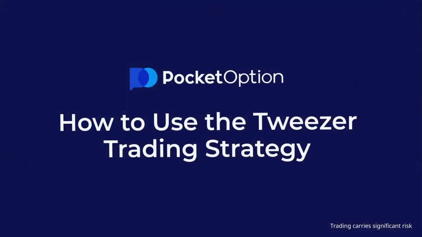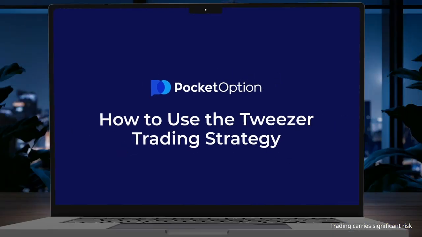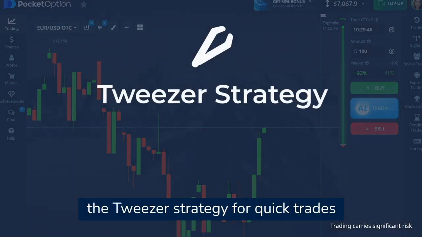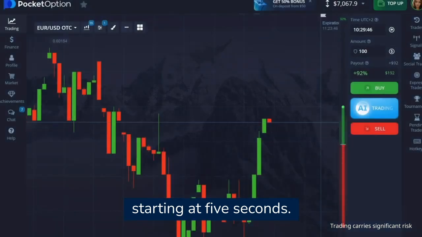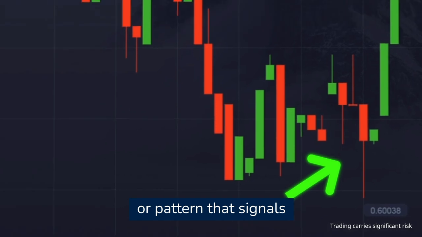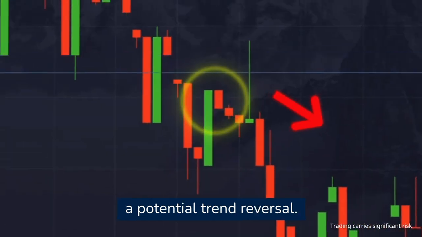How to use the Tweezer trading strategy. Today, we'll introduce the Tweezer strategy for quick trades starting at 5 seconds. The Tweezer is a candlestick combination or pattern that signals a potential trend reversal.